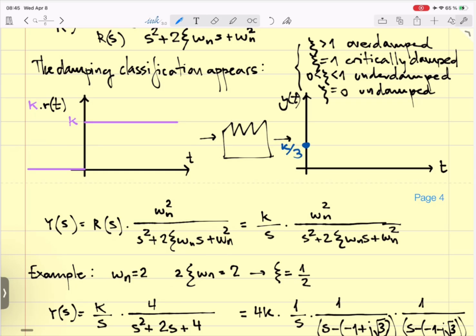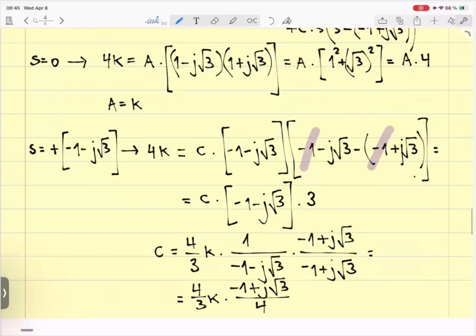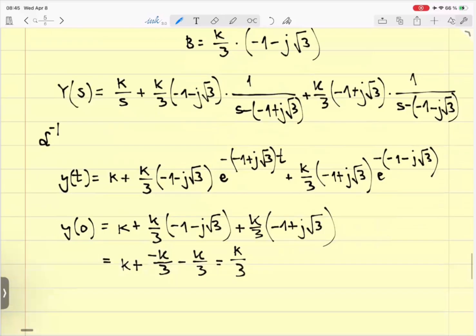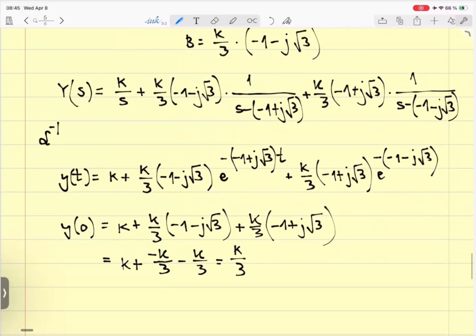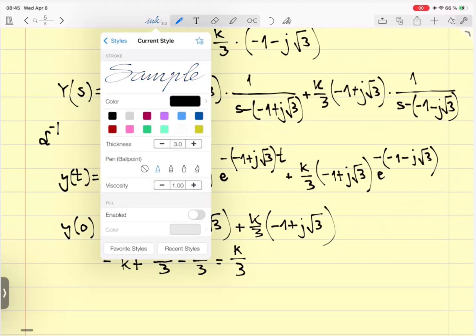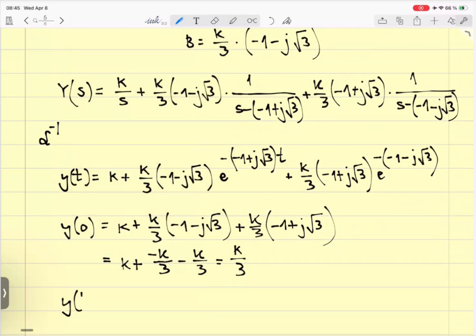The system reacts with k divided by 3 for t equals 0. And when t equals infinite, the system is going to be giving the value of k, okay, because these things are going to cancel.